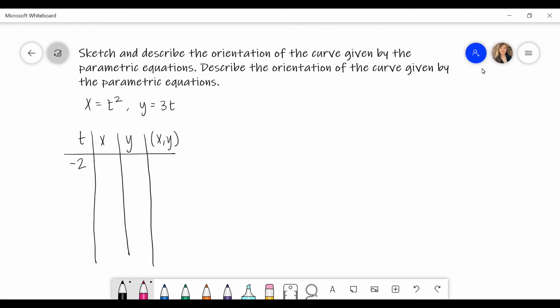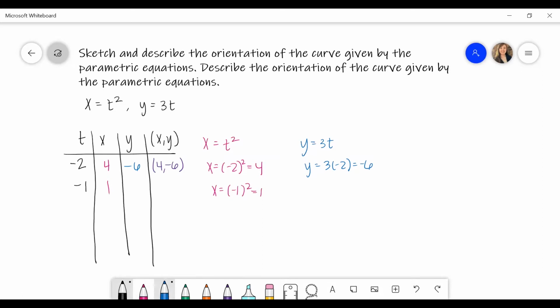So let's plug in -2. We've got x is t squared, and we've got y is 3t. So we've got x is -2 squared. Well, that's 4. And we've got y is 3 times -2. That's -6. Okay. Let's plug in -1. So x is going to be -1 squared. That's 1. And y will be 3 times -1, so -3.